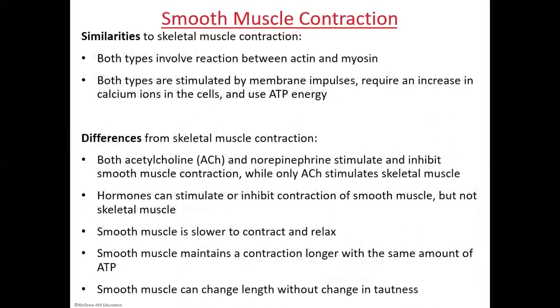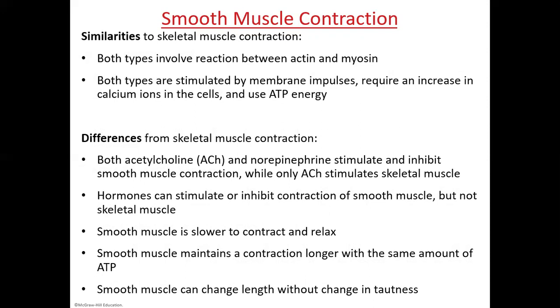Now, there are some similarities to how skeletal muscles contract because they both are using the thick and the thin filaments, the myosin and the actin. They're both stimulated by membrane impulses. So that section on how the neuron releases acetylcholine, and then that diffuses across the synaptic cleft until it hits the receptor protein, and that triggers calcium ions to be released. The same thing is happening here with the smooth muscles.